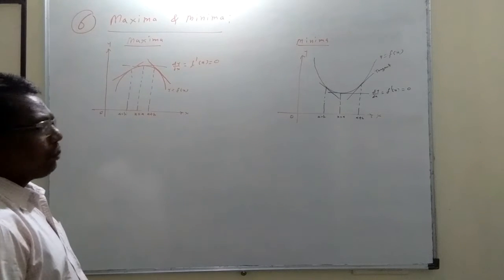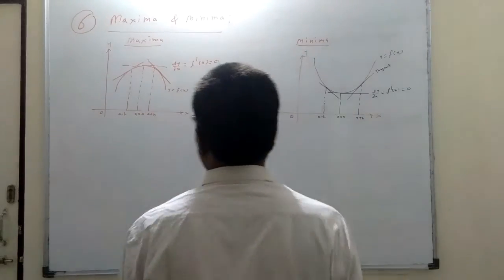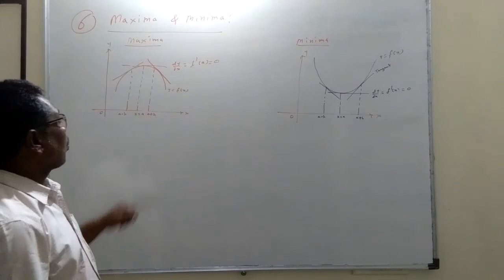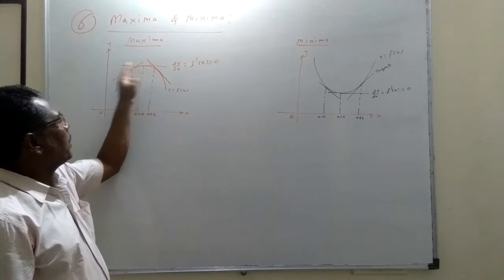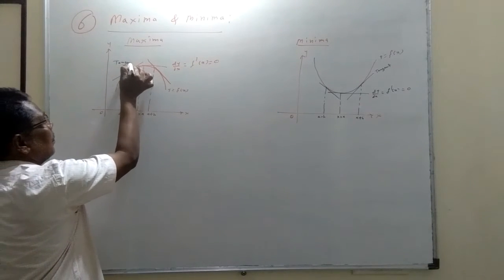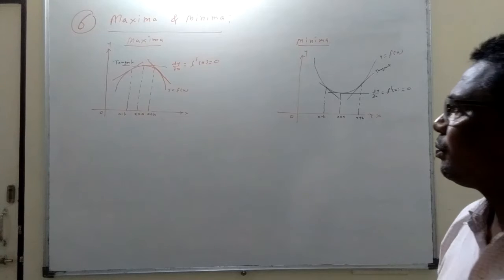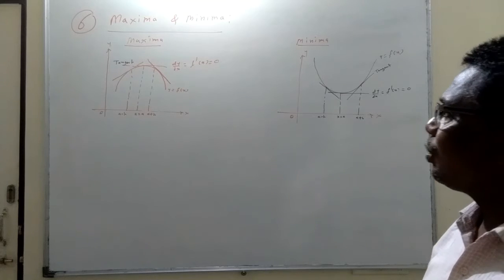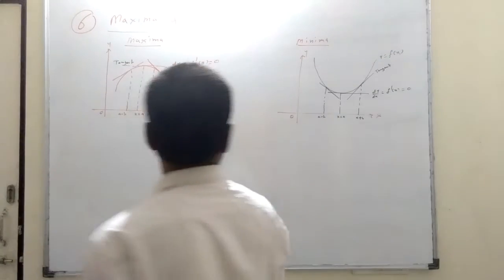From the name itself we get it: maxima means the maximum value of the function, minima means the minimum value of the function. Suppose we draw the graph of the function y equal to f of x, and at x equal to a the function has a maximum value. If we draw the tangent to this curve at this point, that tangent is parallel to the x-axis, that is, the slope of the tangent is 0. You know the slope means tan psi, where psi is the inclination of the tangent. As the tangent is parallel to the x-axis, the slope is 0. So for maximum we get dy by dx, that is f dash x, equal to 0.